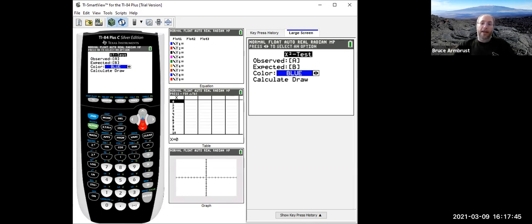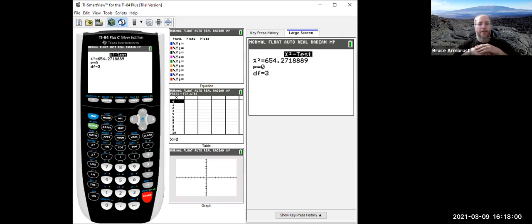All right, so this is quite excellent because now that we've put all that stuff into A, we don't have to do anything other than hit enter. All right, so it thinks for a little bit, and here are the test statistics. We've got our chi-squared, 654.27, blah, blah, blah. We've got our p-value, 0. And then the degrees of freedom is 3. Well, you may remember that we calculated the degrees of freedom should be 3. So like I said, it already knew how to do it.